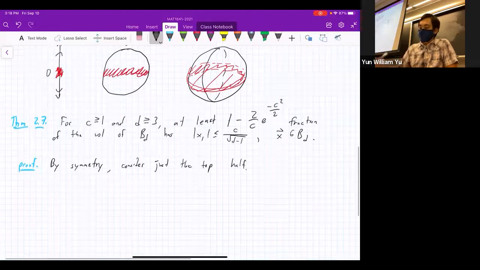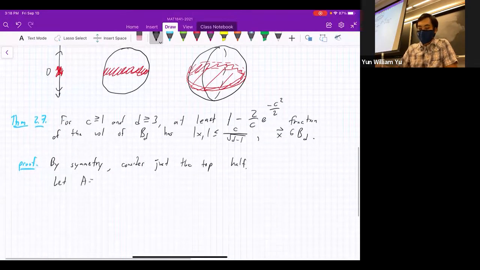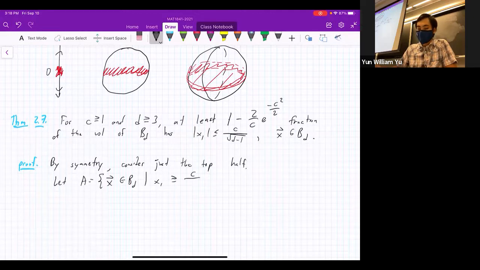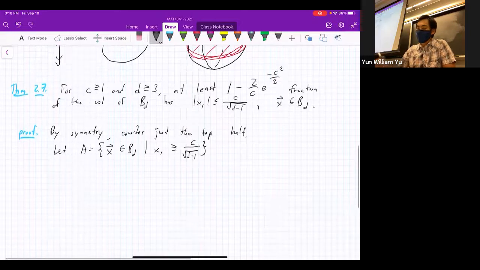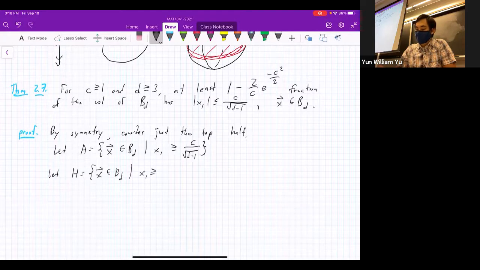Okay, so we're going to let A be equal to the set of vectors x in B sub d such that x1 is greater than or equal to c over the square root of d minus 1. So basically, this is the set of stuff that is far away, above the equator region, where we're defining the equator to be anything that's within c over the square root of d minus 1. And we're going to let H be equal to the set of x vector in B sub d such that x1 is greater than or equal to 0. So this is just going to be the upper hemisphere.